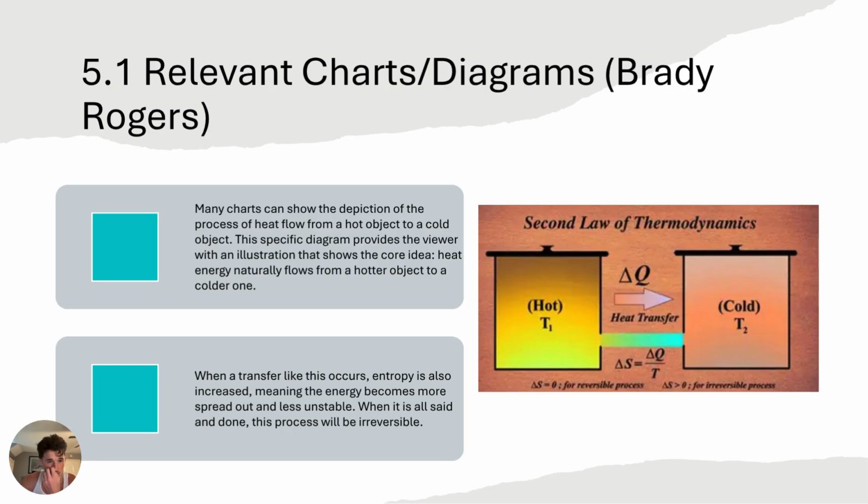I also said when a transfer like this occurs, entropy is also increased, meaning the energy becomes more spread out and less unstable. When it is all said and done, this process will be irreversible. So when that heat transfers from something as simple as a coffee mug to the table itself, it's going to be irreversible. The heat can't transfer back up to the coffee unless the surface itself is a hot plate. So once this happens, it's irreversible.